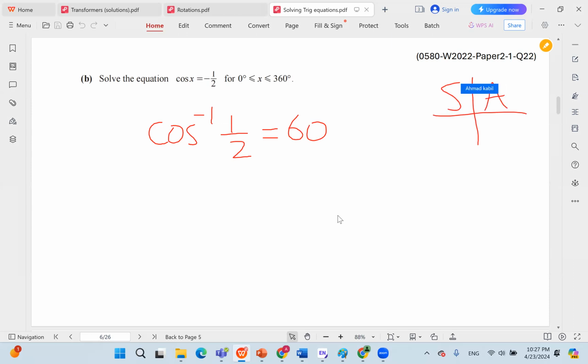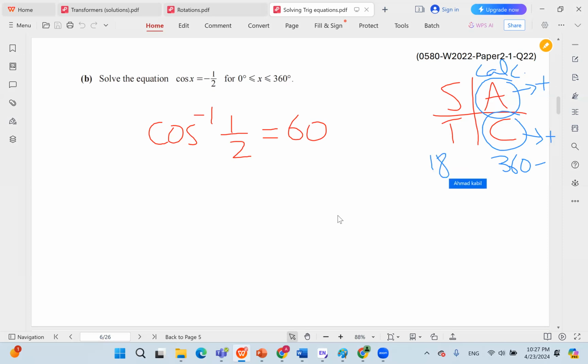So ASTC. Here we have cosine. If cosine were positive, we would take the A and the C. A is always the positive value. And because this is cosine, we would take the quadrant of C as well. I remind you that this is 360 minus. This is the actual calculator value. This is 180 plus, and this is 180 minus.